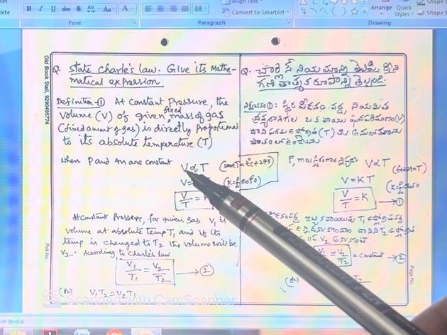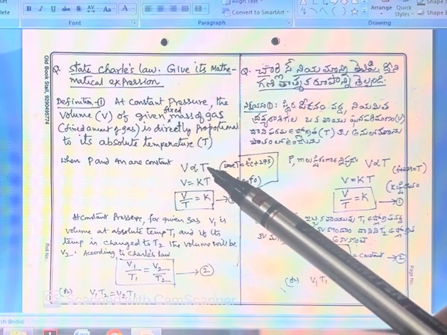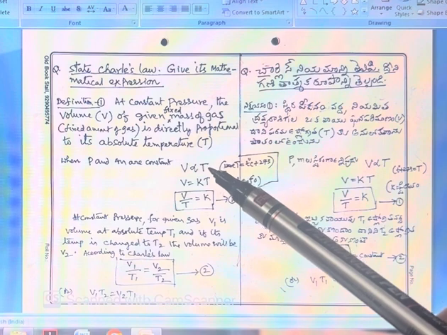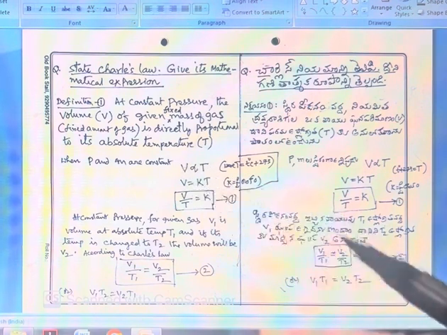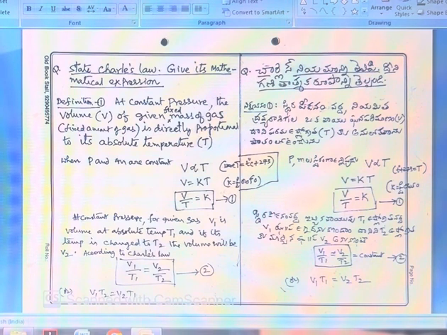That means if the temperature is increased, the volume is increased, and if the volume is increased, the temperature is also increased. So, if one is increased, the other is also increased, that is called direct proportionality. If one factor is increased, the other factor decreases, that is inverse proportionality.